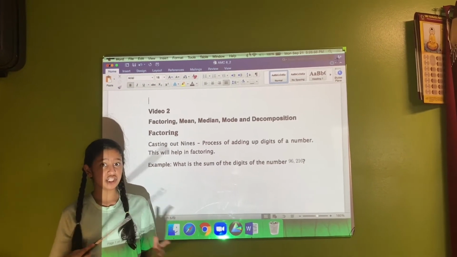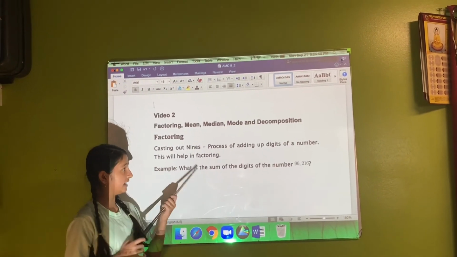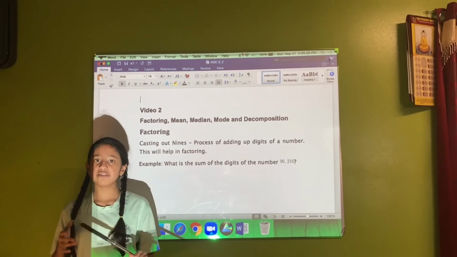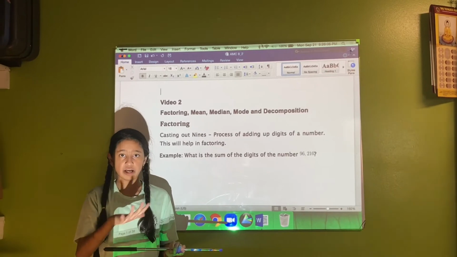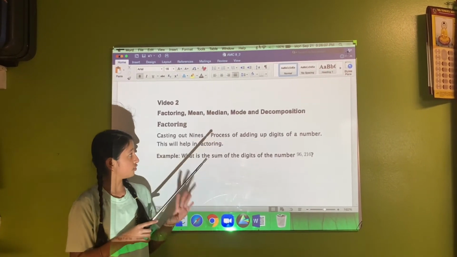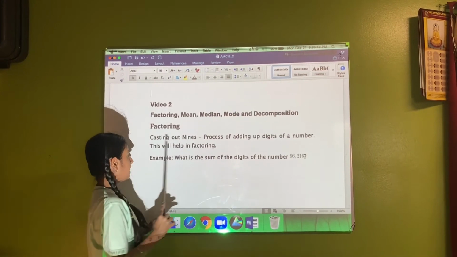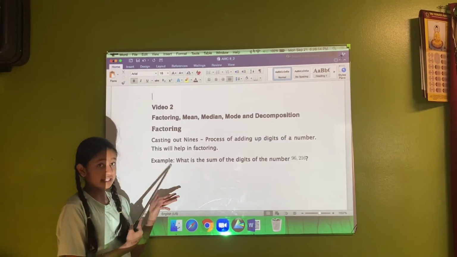This is basically a tip. It's called casting out nines. When you are trying to find the single digit sum of numbers, you use this. So this is a process of adding up digits of a number. It'll help in factoring. Here's an example.